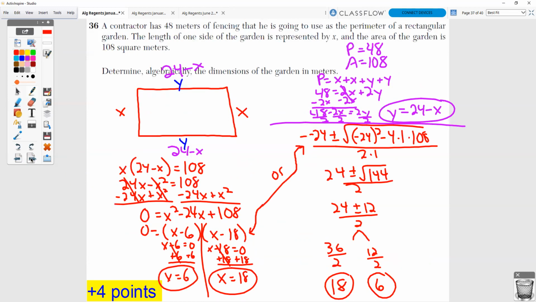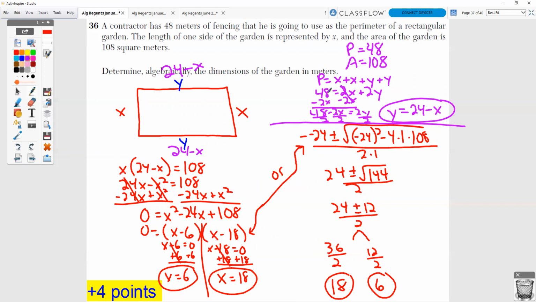In number 36, this is a hard question. A contractor has 48 meters of fencing to use as a perimeter of a rectangle. And it says that the area of that rectangle is 108. So I drew a rectangle and I said, these are my X's, these are my Y's. Because you know, in a rectangle, the left and right are the same, the top and bottom are the same. To find the perimeter of anything, you add up all 4 sides. So I could do X plus Y plus X plus Y. That gives me 2X plus 2Y equals 48 for my perimeter.